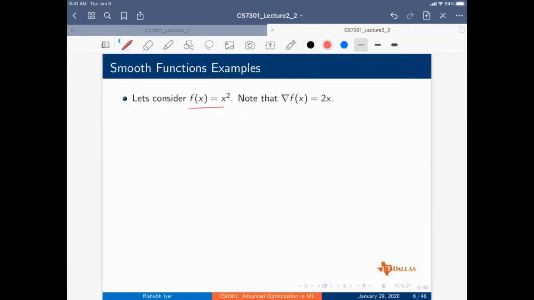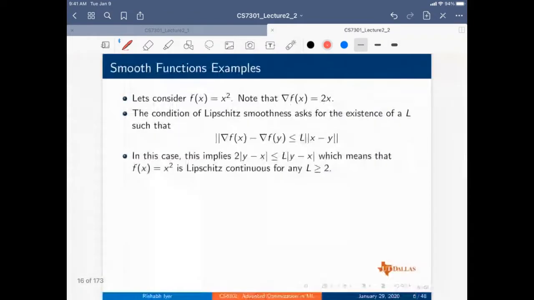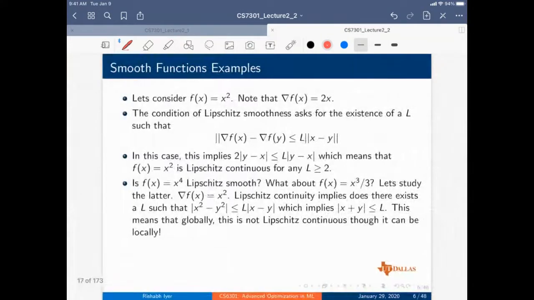So let's consider f of x equal to x squared. This function is definitely going to be Lipschitz smooth because it is a quadratic function. Here, any L greater than or equal to 2 would work. So f of x equal to x squared is Lipschitz smooth.